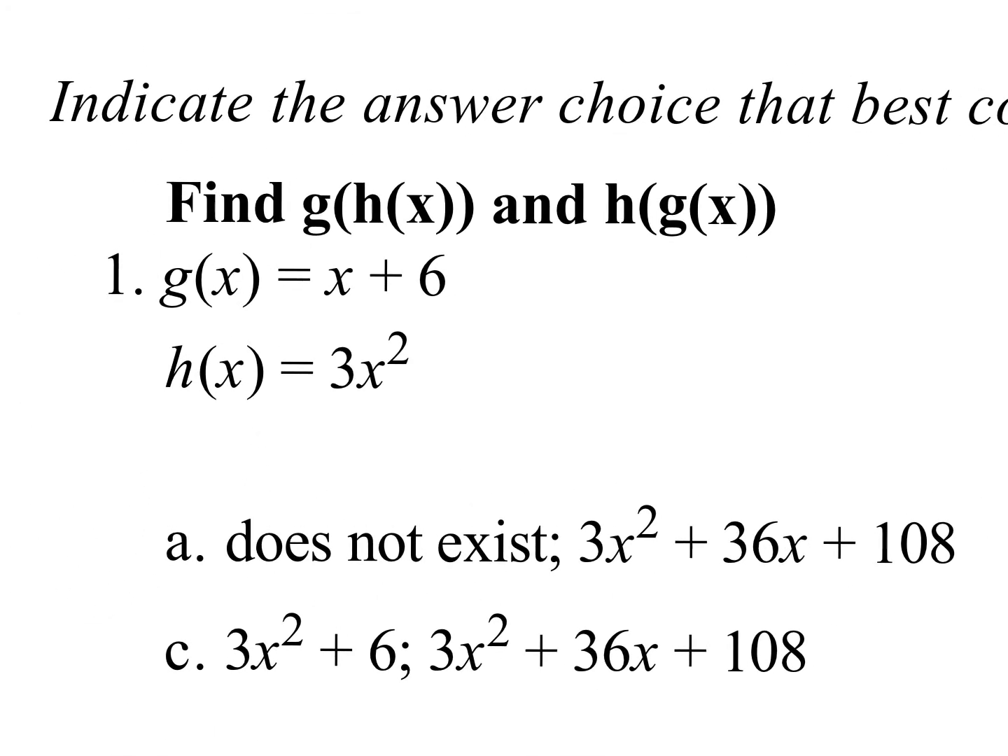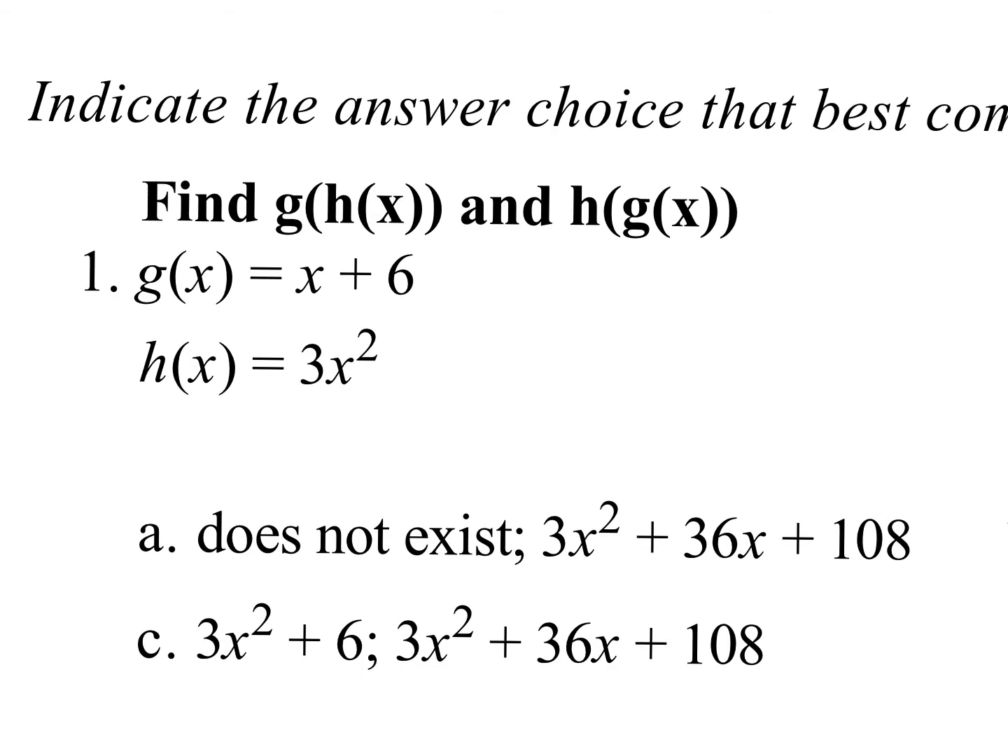Here we go. Number one, you want to find g of h of x and h of g of x. Again, you want to plug in the h of x function into the g of x function. So let's rewrite our g of x function, but instead of x we're going to put parentheses, and of course it has a plus 6, so there it is, x plus 6, and we're plugging in this h of x into the g of x.